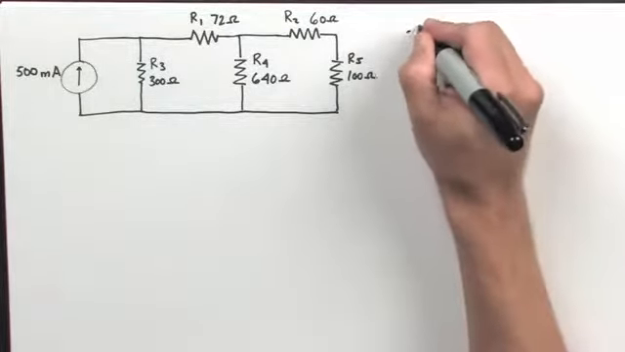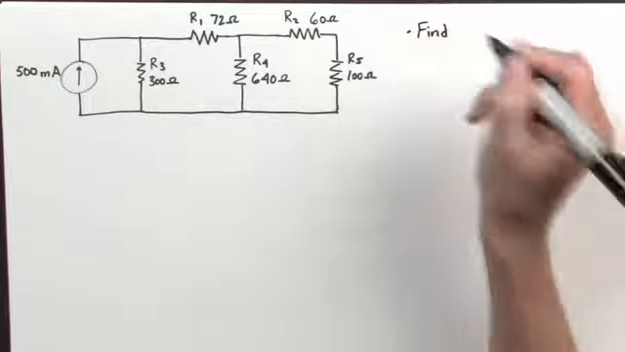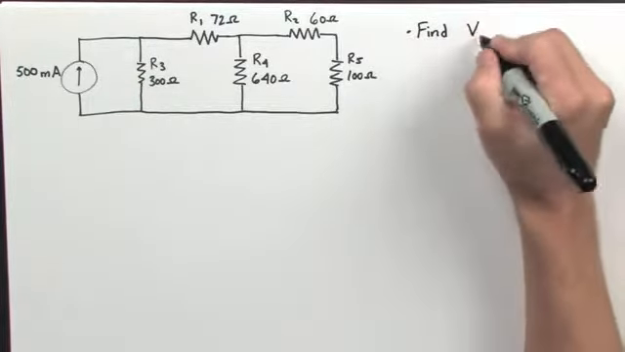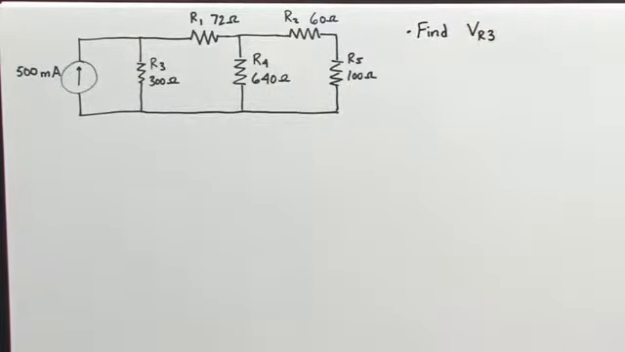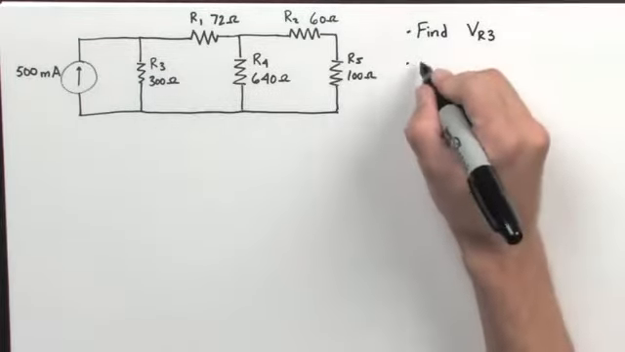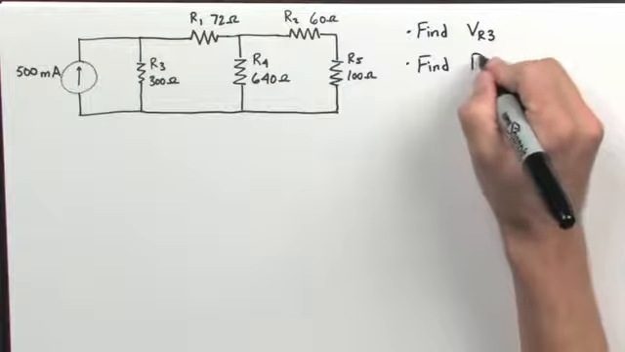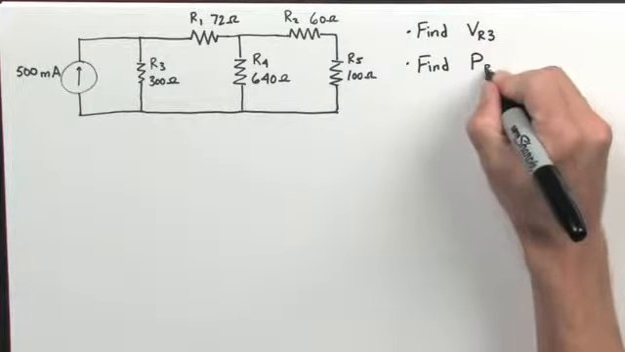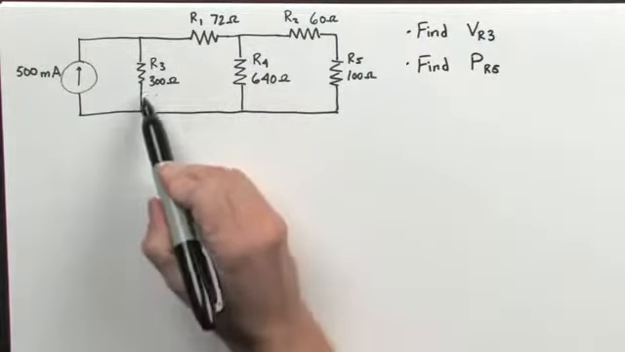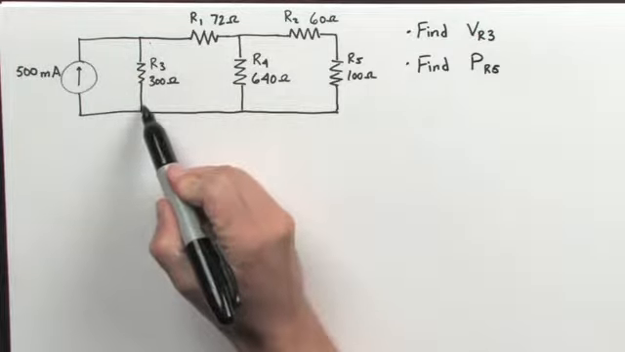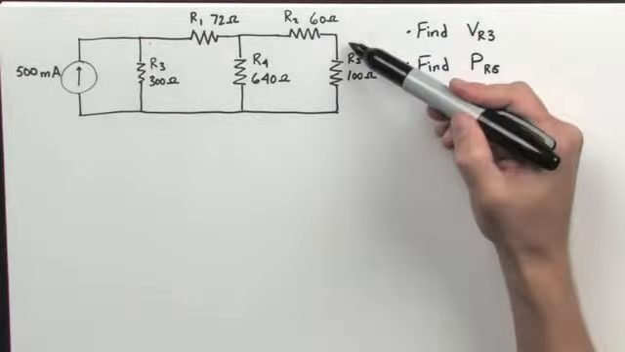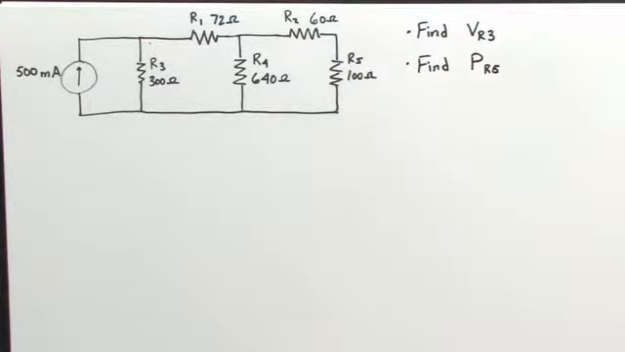First of all, we're asked to find the voltage that's developed across resistor 3. And we're also asked to find the power that's dissipated by resistor R5. Okay, so we want the voltage developed across this resistor and the power dissipated by this resistor right here.